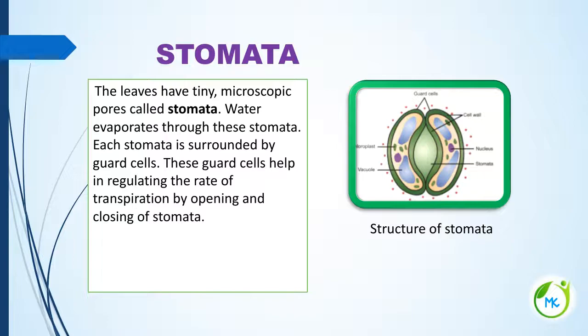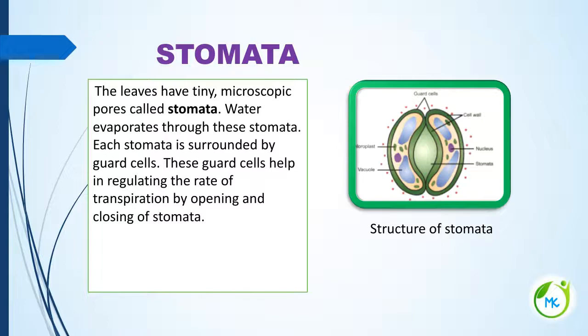So now we will see what stomata are. Stomata are nothing but tiny microscopic pores. So water evaporates through these stomata. So in the process of transpiration, water evaporates through the stomata. And I have also told you that in the process of photosynthesis, carbon dioxide enters through the tiny pore or hole called stomata.